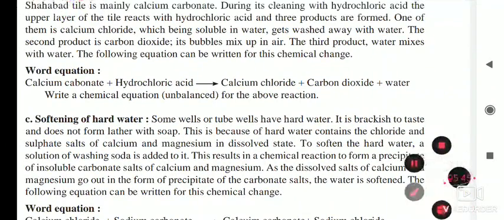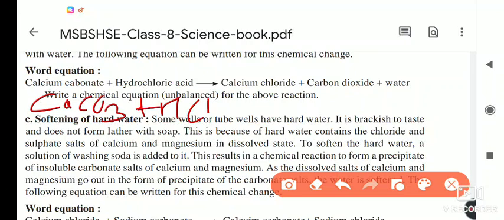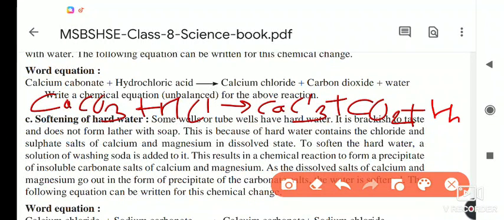So here is the change. Calcium carbonate, when it reacts with hydrochloric acid, HCl, it is not a balanced reaction, it forms calcium chloride, CaCl2, plus CO2 and plus H2O. So these are the products formed when we are cleaning the Shahabadi tiles with hydrochloric acid.